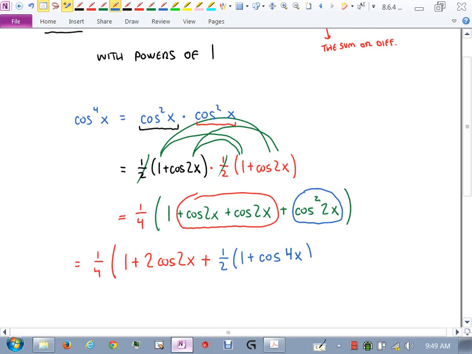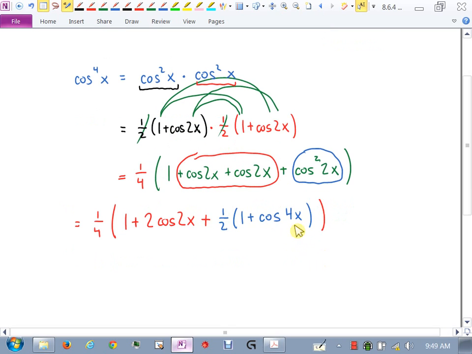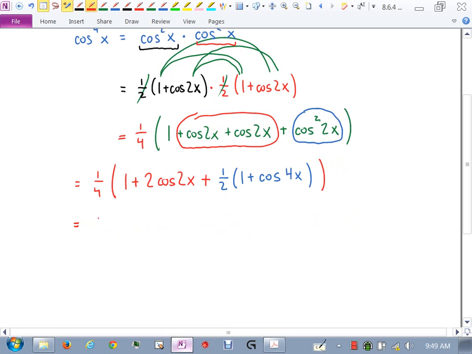Why is it 4x? Because the formula says if you want to reduce the power, right, you have to double the angle, no matter what the angle was. So if the angle was already 2x, you've got to double that. And now it becomes a 4x. Now let's distribute this 1/2 through. And then the last line, I'll distribute the 1/4 through. Let's see what we get. Leave the 1/4 out here for now. 1 plus 2 cosine 2x plus 1/2 plus 1/2 cosine 4x.